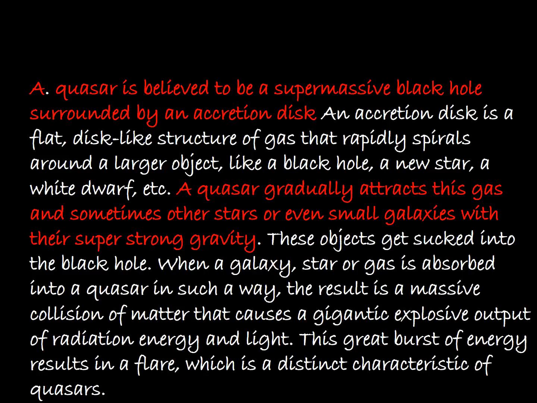Last but not least is a quasar. A quasar is believed to be a supermassive black hole surrounded by an accretion disk. An accretion disk is a flat, disk-like structure of gas that rapidly spirals around a larger object, like a black hole, a new star, a white dwarf, etc. A quasar gradually attracts this gas and sometimes other stars or even small galaxies with their super strong gravity. These objects get sucked into a black hole.